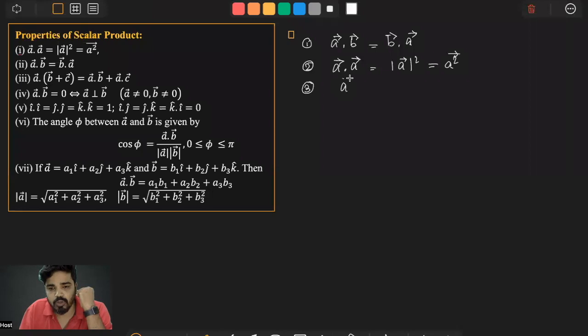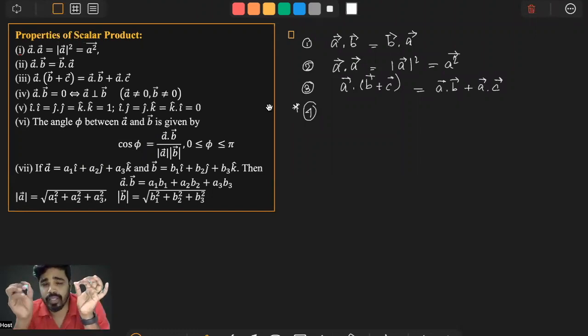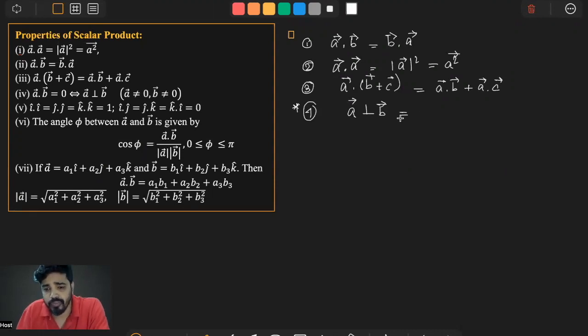The third property is known as distributive: A dot (B plus C) is equal to A dot B plus A dot C. Number 4 is very, very important. If A dot B is equal to 0, then we conclude that A and B are perpendicular. If A is perpendicular to B, then A dot B is equal to 0. Conversely, if A dot B is equal to 0, then A is perpendicular to B. So it is a very, very important note.